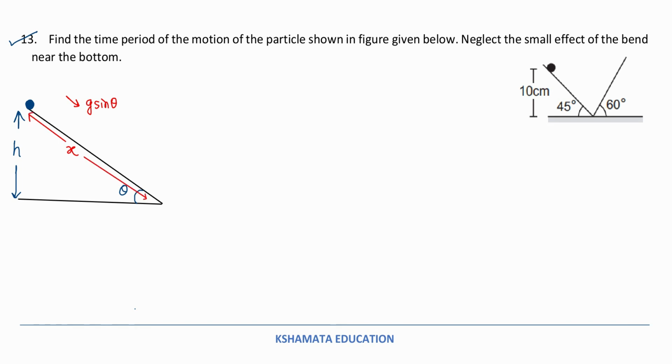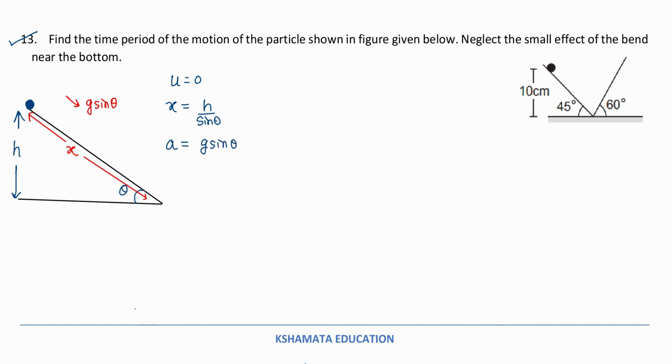I can write the following aspects about it: the initial velocity of the particle when it is dropped down the incline is equal to 0. The displacement which it underwent is equal to x, which can be written as h by sine theta. From basic trigonometry, sine theta is equal to perpendicular by hypotenuse, so the hypotenuse length can be written as h by sine theta. And the value of acceleration is turning out to be g sine theta.